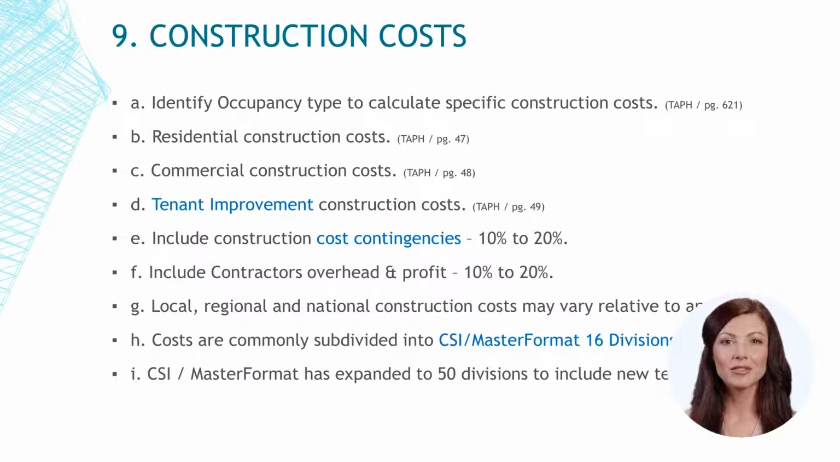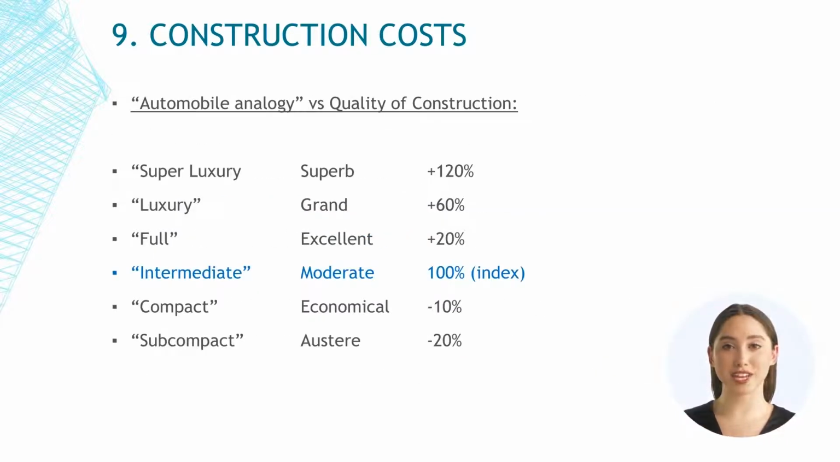Many residential and small commercial contractors favor this format for their projects. I. Since 2004, the CSI master format has expanded to 50 divisions to include new technologies in the mechanical, electrical, and plumbing industries. 9. Construction costs.